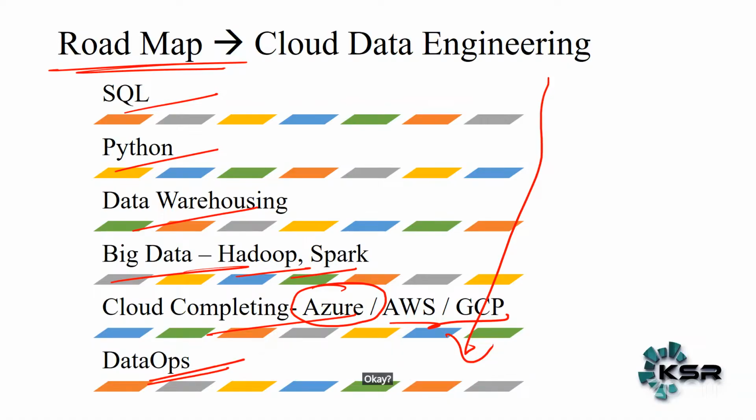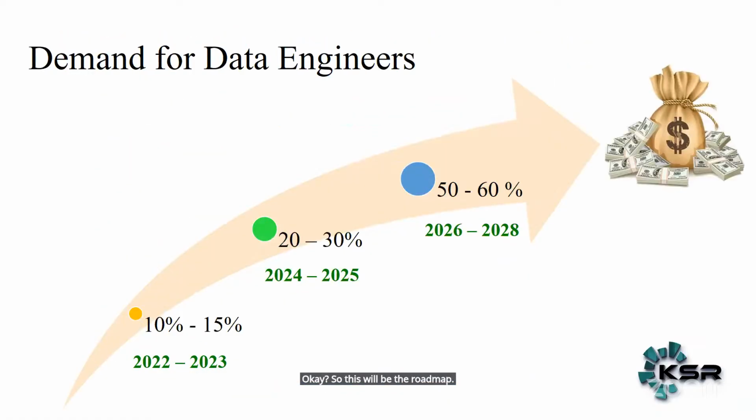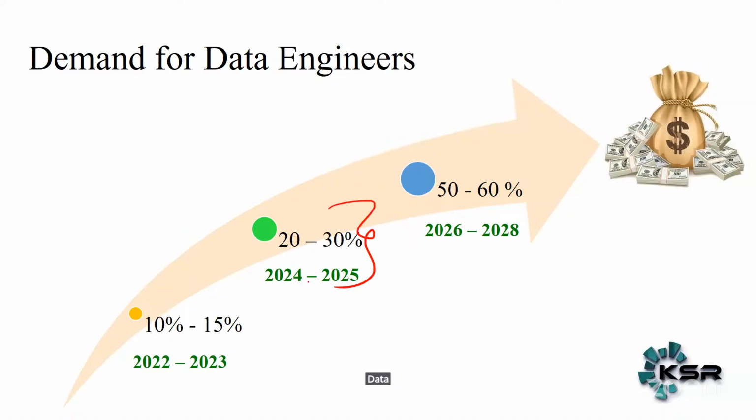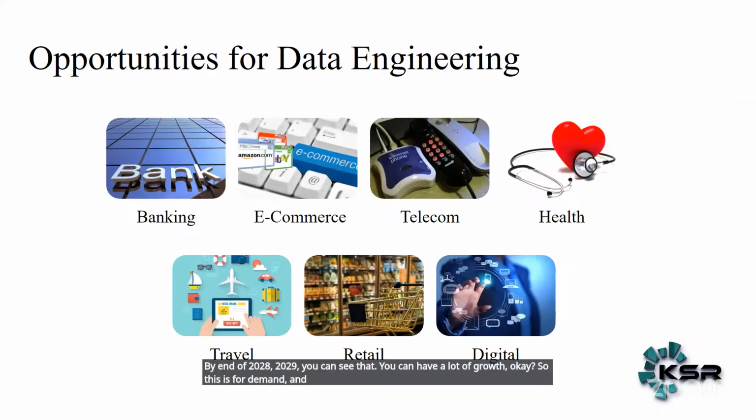Okay, so this will be the roadmap, and you can expect some good salary in terms of opportunities as well as package. It's already doing good. Data engineers are already in demand, but by 2028, 2029, you can see a lot of growth. Okay, so this is for demand.